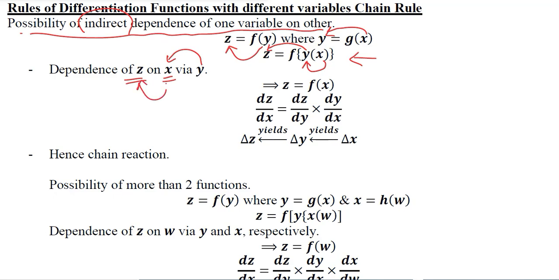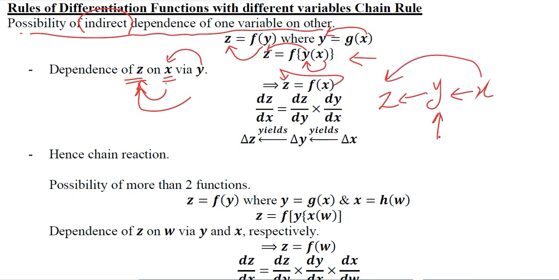So x is affecting y, and y is affecting z. So it means that finally x is affecting z, but via y. Y is that variable which is playing the role of an auxiliary variable in this situation, which is just helping the relationship from x to z.